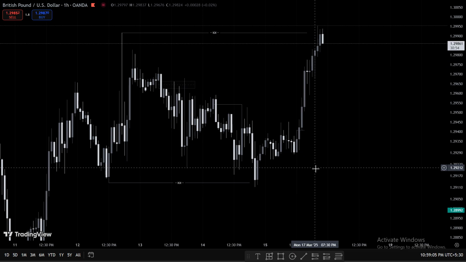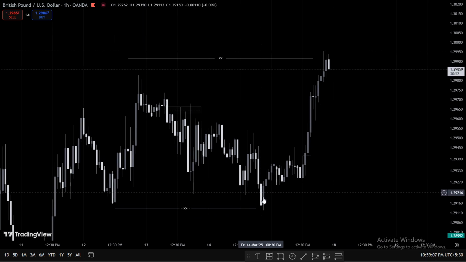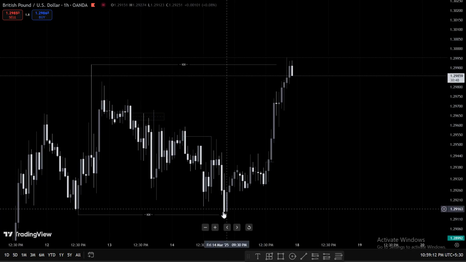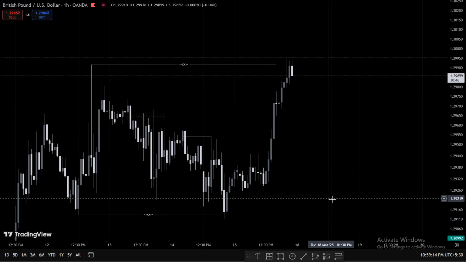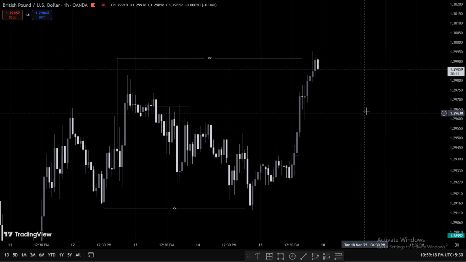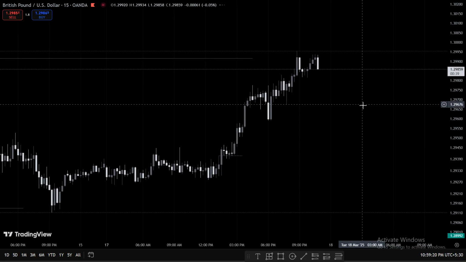So what happened today is that price took the sell side liquidity on the 14th. It moved upwards, and this is still the 1-hour time frame. Let me move on to the 15 minutes time frame.